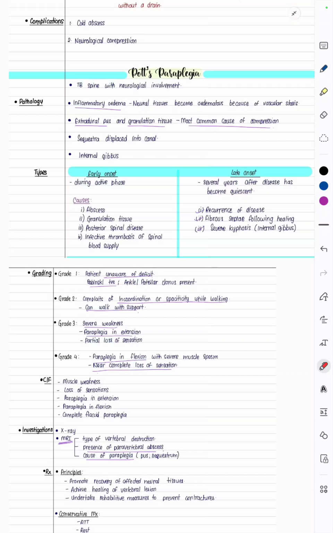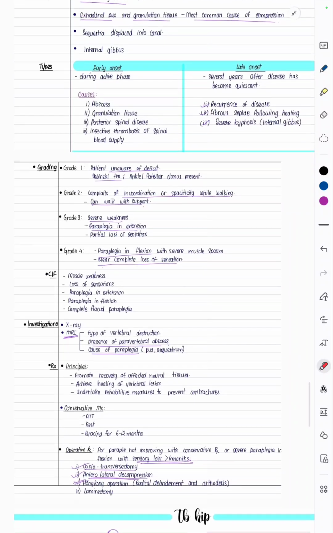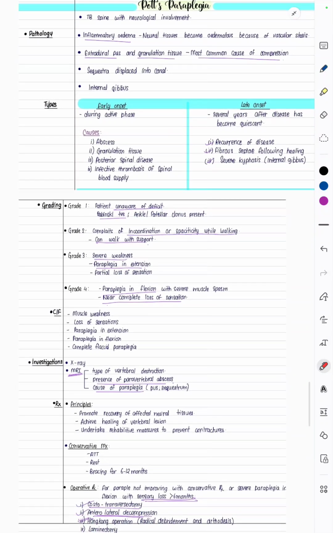So, in the early onset, the causes are going to be the granulation tissue, abscess, or the infective thrombosis of the spinal blood supply. In late onset, it can be the recurrence of disease, then the fibrous septae following the healing, and the severe kyphosis. Now, talking about the grades of Pott's paraplegia, in grade 1, the patient is unaware of its deficit.